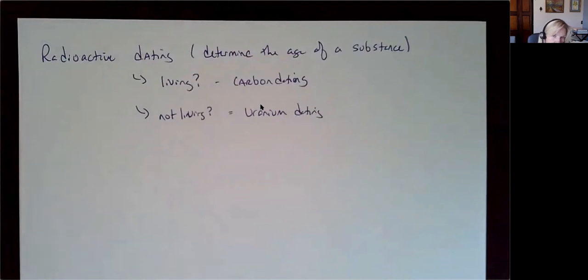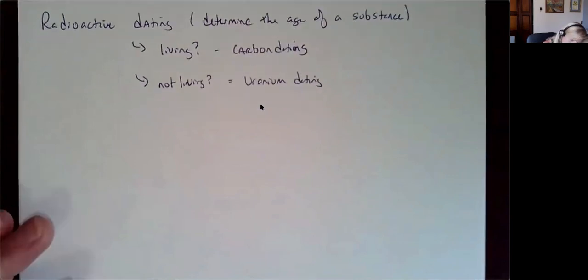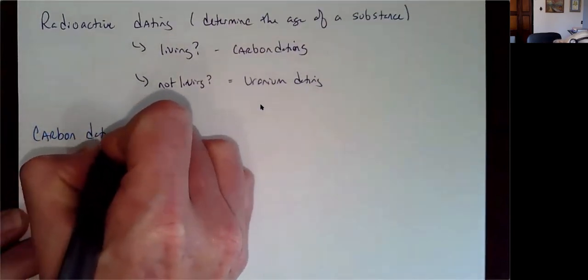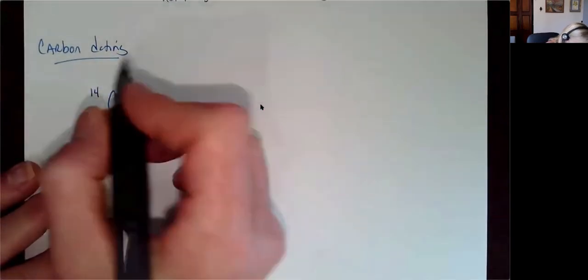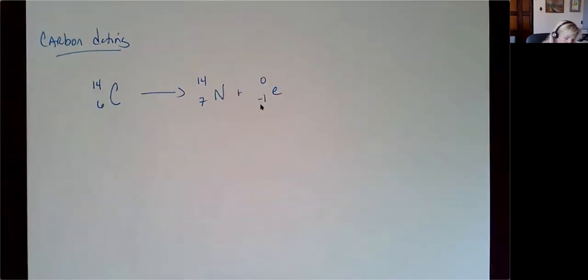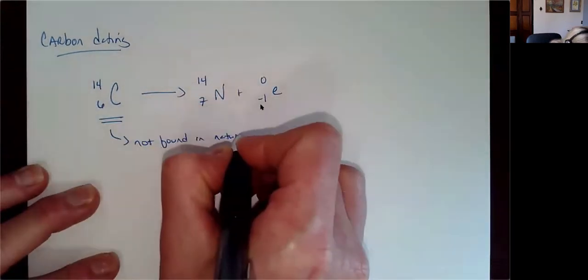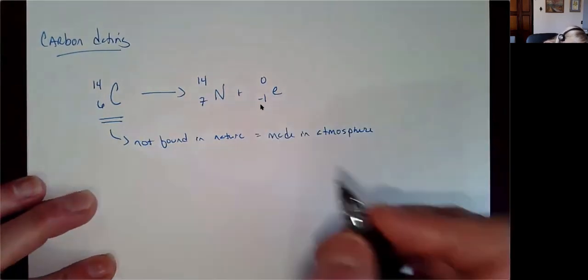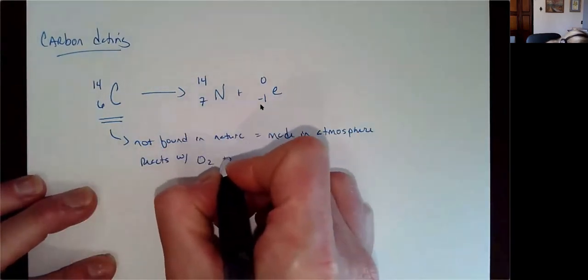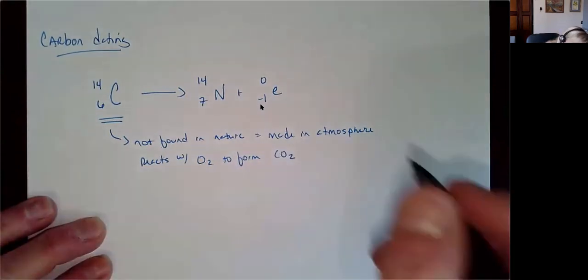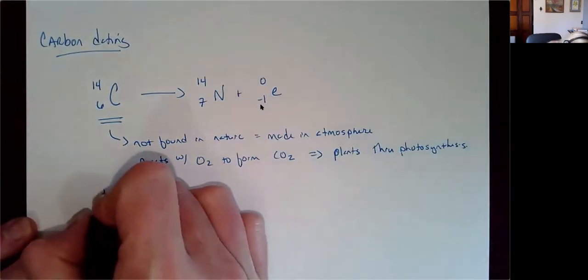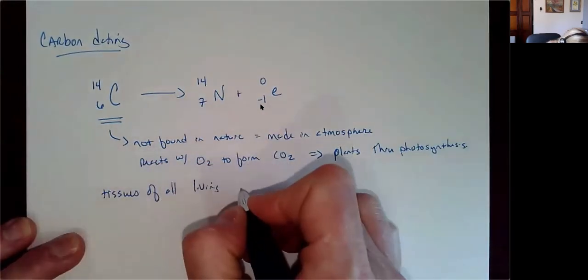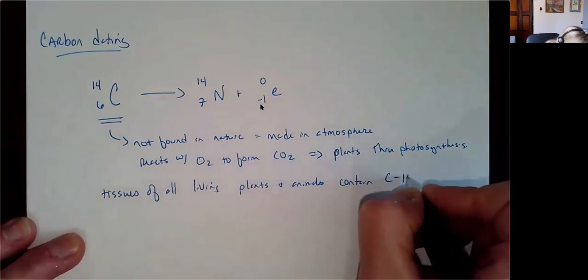So carbon dating is going to allow us to determine how old that is. Carbon dating looks like this. It's the most common. It's the one we hear most about because it deals with really cool stuff. Rocks are not nearly as cool as things that were living. Carbon-14 is not found in nature, but rather it's made in the atmosphere. It reacts with oxygen to form CO2, which then goes into plants through photosynthesis. The tissues of all living plants and animals contain carbon-14.